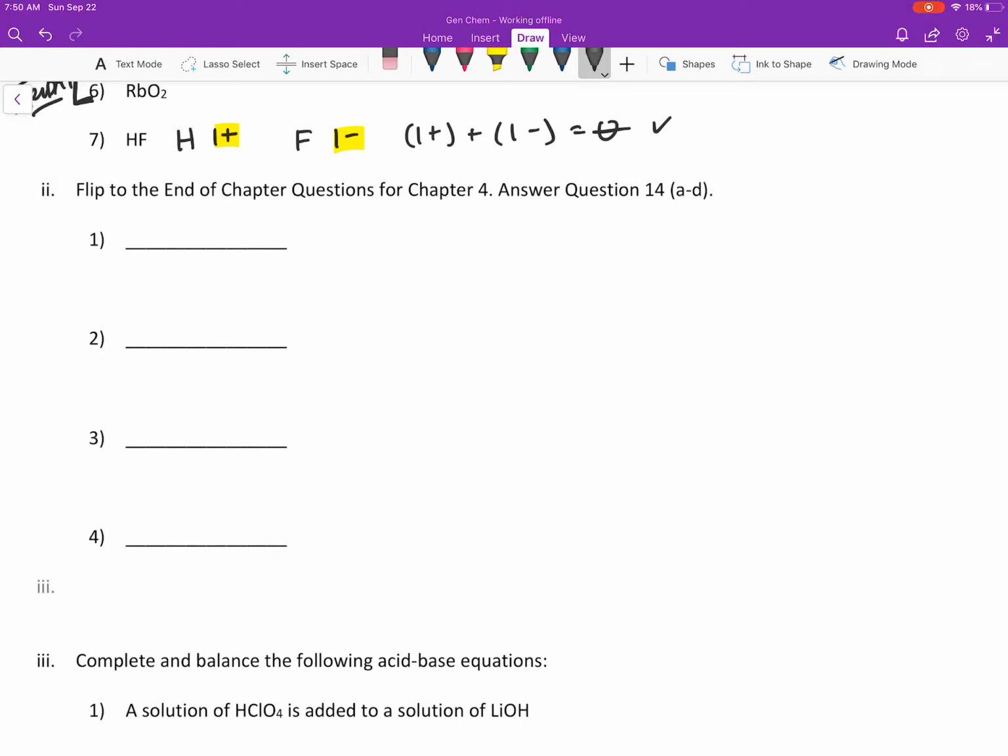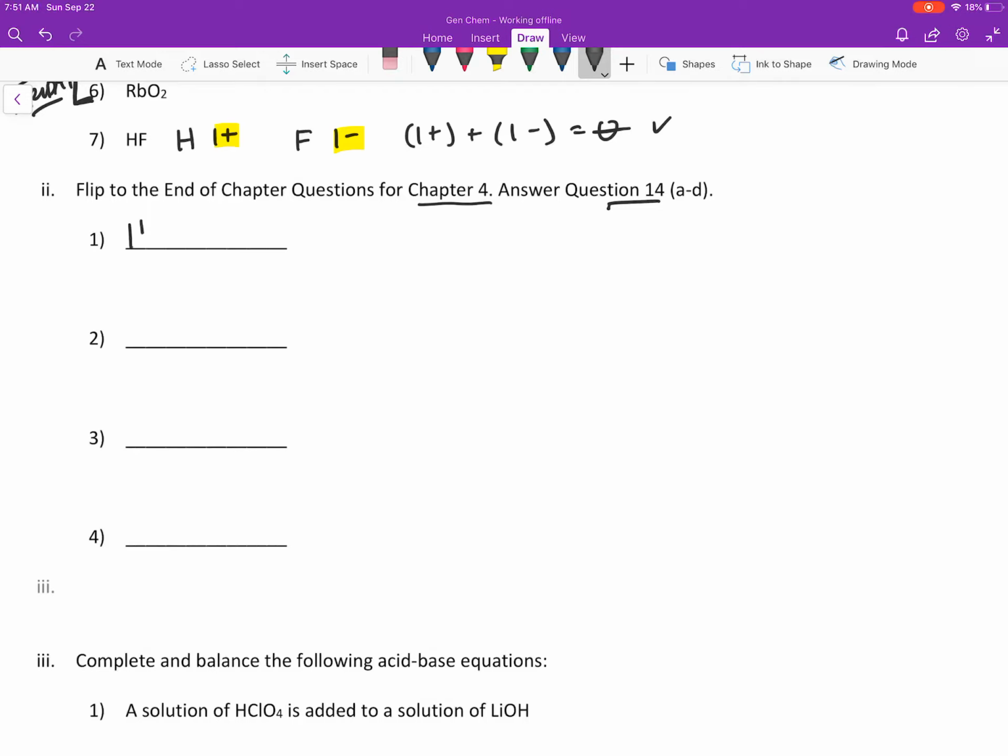Alright, so now I pulled some questions from the back of your chapter. There are suggested problems if you ever want extra practice with any of this stuff. A lot of the time I've pulled them directly from your textbook, just because they're written in the same language as what you might be reading and how I'm thinking of formatting the questions. These are at the end of chapter 4, and it's question 14, A through D.